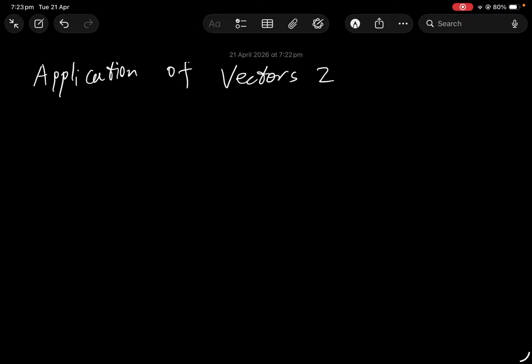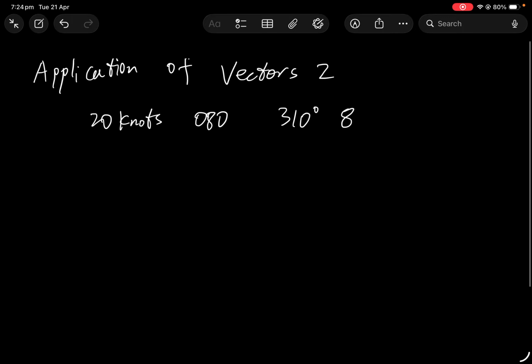Okay. Yes, so the first question says, a ship is traveling with a speed of 20 knots along a bearing of 080. So 20 knots on 080 relative to the ship, and the wind is blowing from 310 degrees true bearing, and it's going at 8 knots.